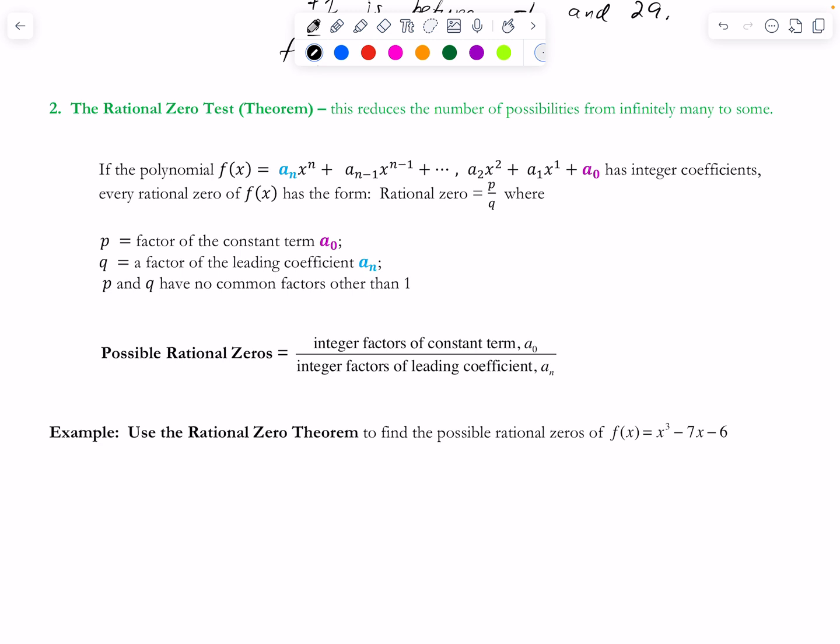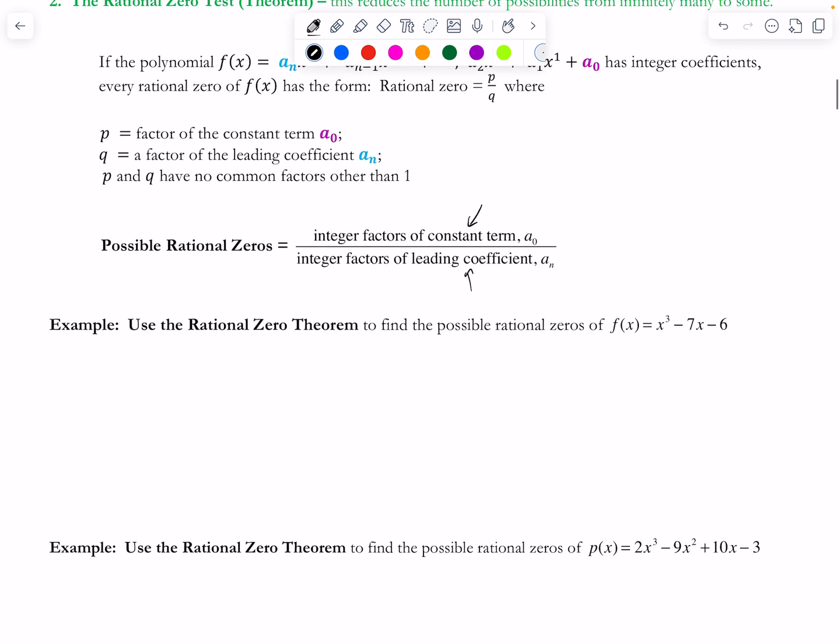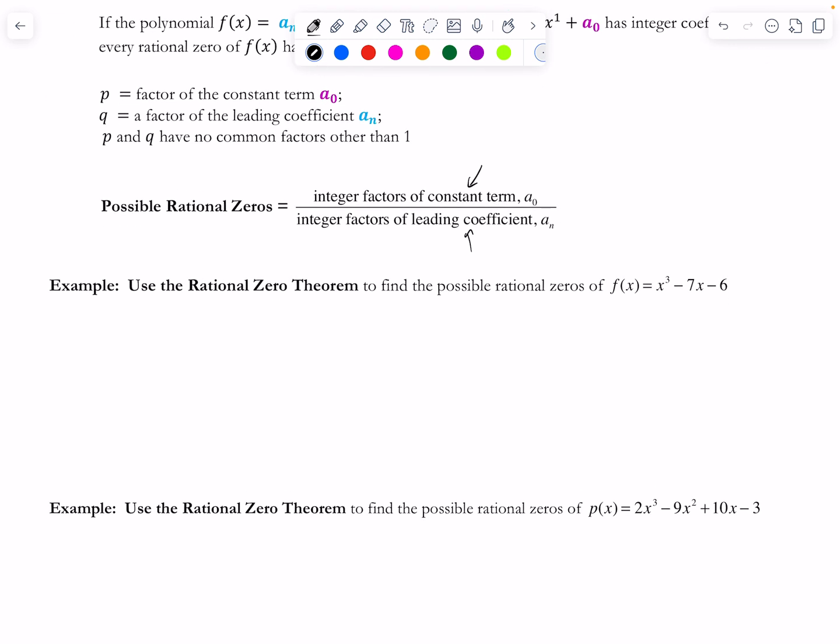So essentially, it just helps refine. Instead of just picking whatever number you want, here's still a lot, but a lot less than infinite numbers to choose from. Let's choose one of these and see if that is actually a root, okay? To do this, you need to look at the constant term and the leading coefficient, and we're going to write down all of the factors of those numbers. I think it's easiest to explain in an example.